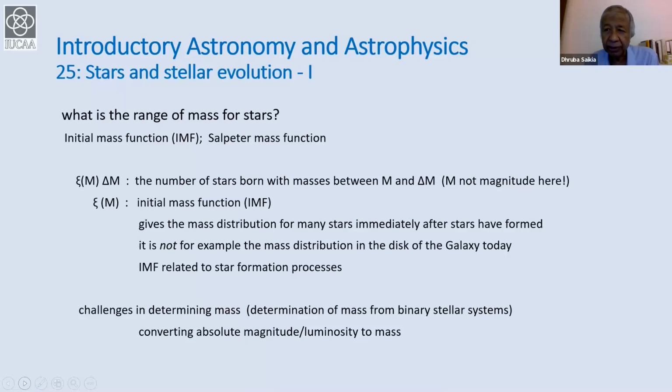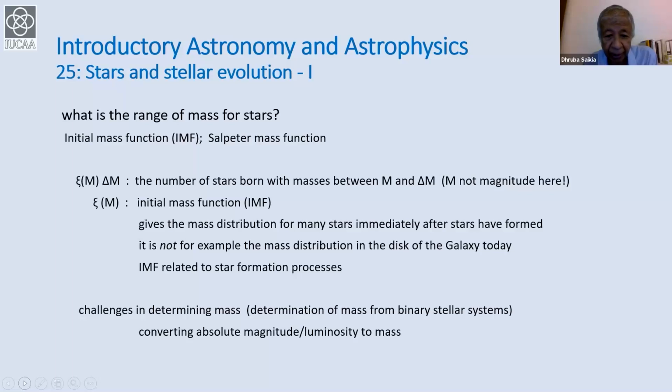Because why not? Because if you look at the masses of stars in a disk of our galaxy, the most massive stars would have exploded as supernovae. So you'll not get a correct representation of the initial mass function. Initial mass function gives a mass distribution for the stars immediately after the stars have formed. So IMF is intimately related to the star formation processes. And Salpeter in 1955 described it for stars in the solar neighborhood in our galaxy. And so that is referred to as the Salpeter mass function.